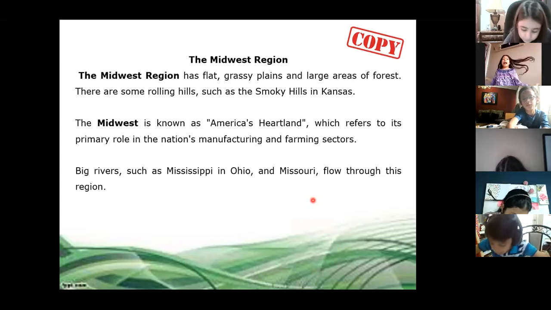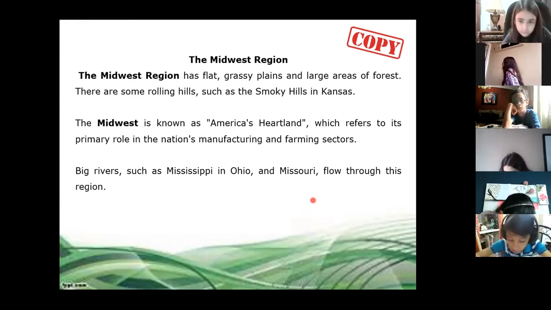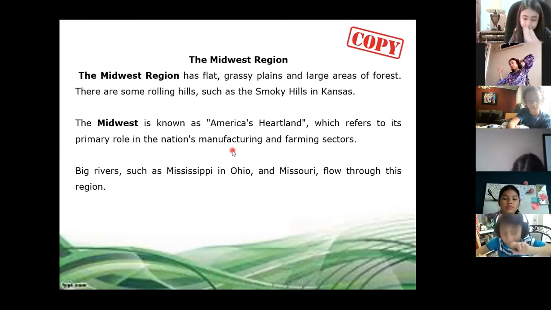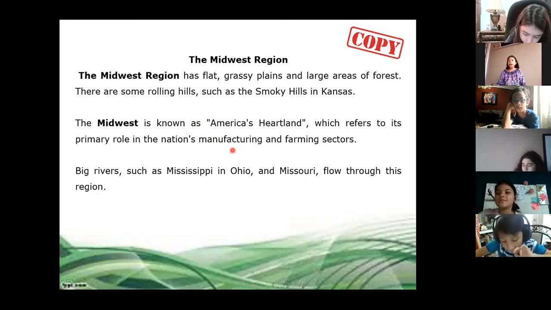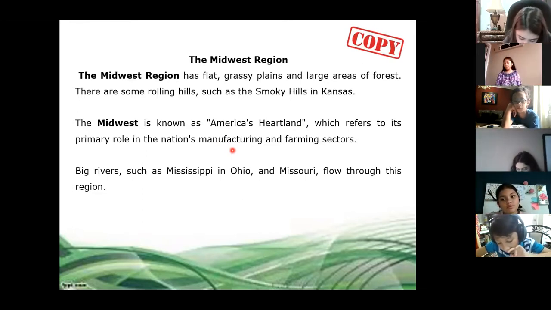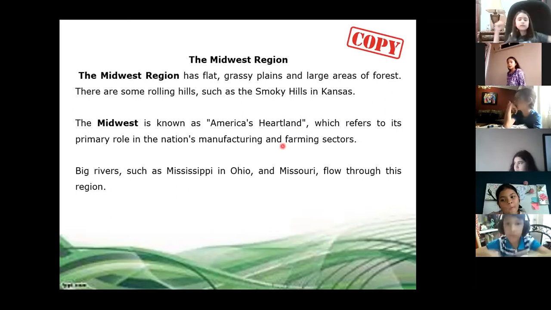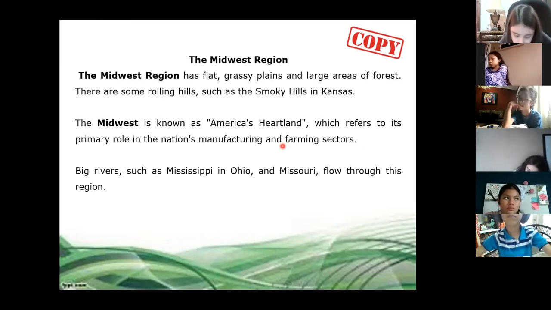Also, it can have other lakes, it can have valleys, it can have different lands, but we're going to emphasize the Mississippi because it's one of the biggest rivers in the world. And remember, do not forget this, that the Midwest is America's heartland because of the manufacturing and the farming. Remember, they can farm different food, different corns, they can produce soybeans, different fruits like cranberries, carrots, sweet potatoes, different things they can produce in that region. Yes? Okay, let's go to the next slide.